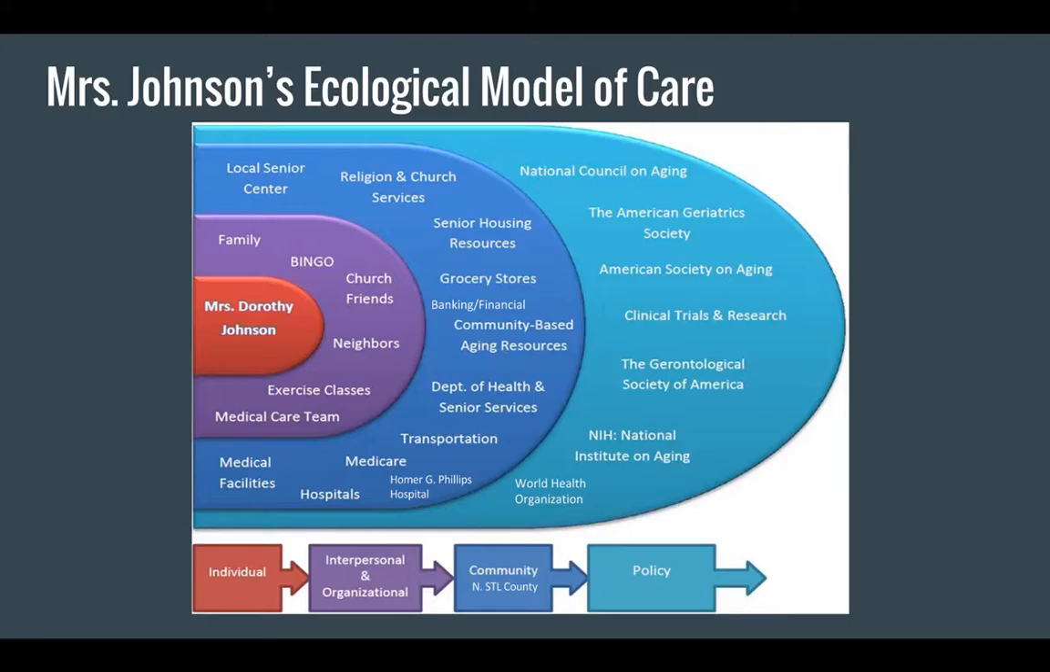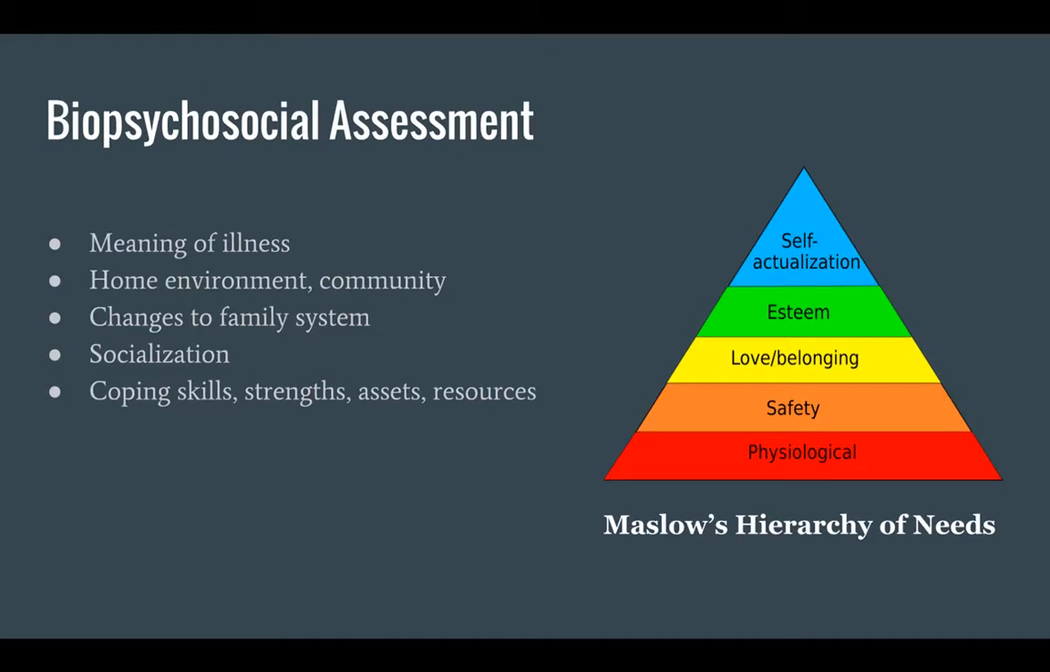So we have looked at Ms. Johnson in this system of care, and then on the outer ring is policy and other agencies and think tanks and policymakers that have no direct contact with Ms. Johnson, but policies and things of that nature have direct impact on her care as an individual within a vulnerable population.